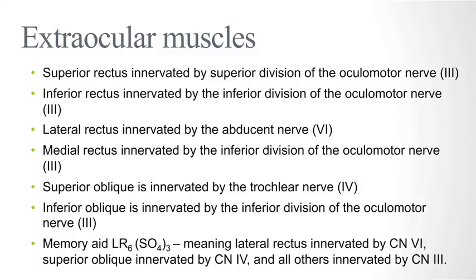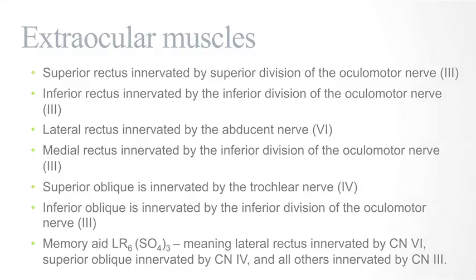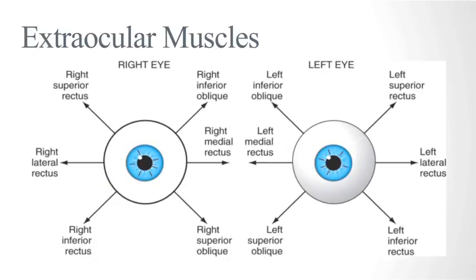Memory aid: LR6, SO4, in brackets 3, meaning lateral rectus innervated by cranial nerve 6, superior oblique innervated by cranial nerve 4, and all others innervated by cranial nerve 3. Extraocular muscles involved in movements of the eye, as per diagram.